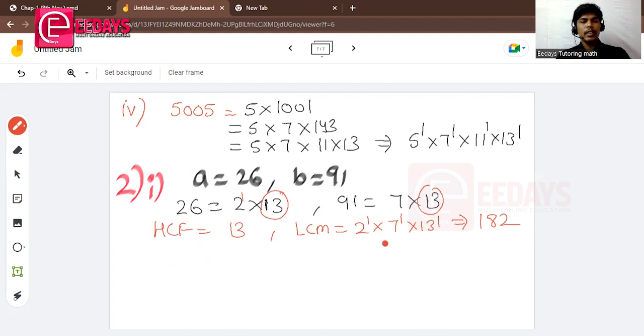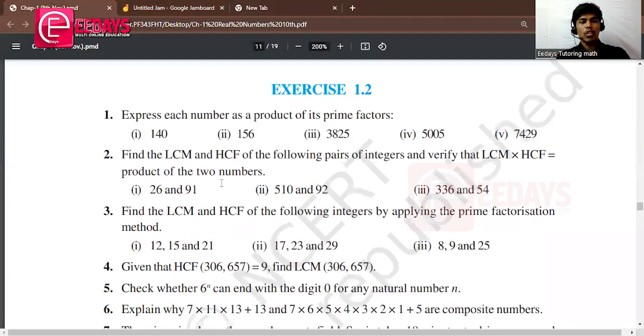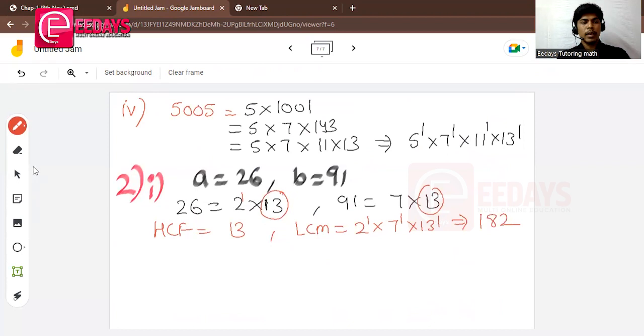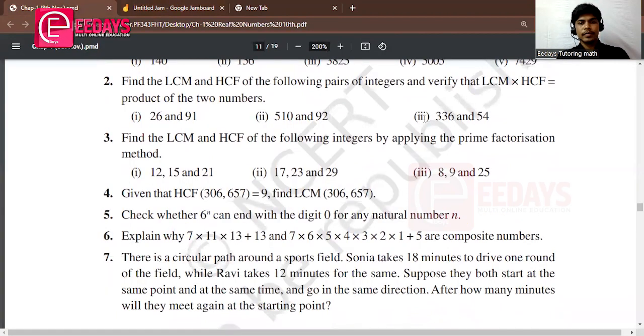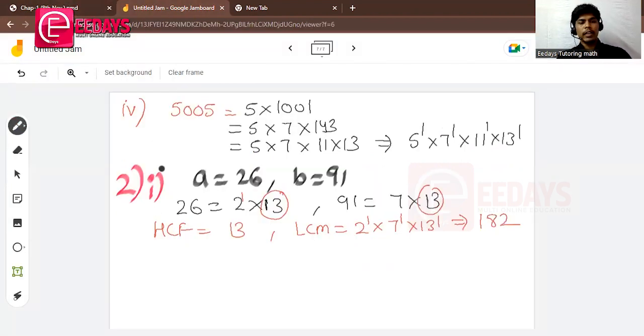We need to verify whether it is correct or not. Let's do the verification part. Why? Because in the question they gave, verify that LCM into HCF is equal to the product of two numbers or not. So let's verify here.